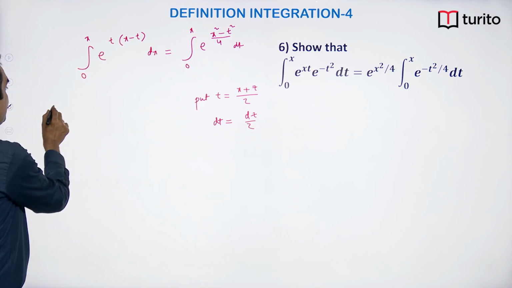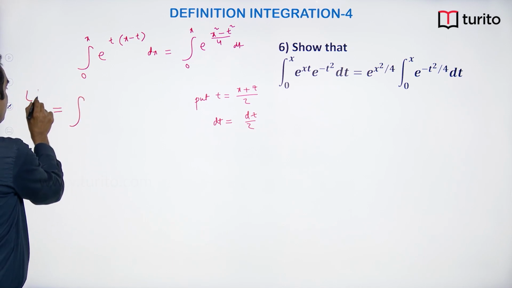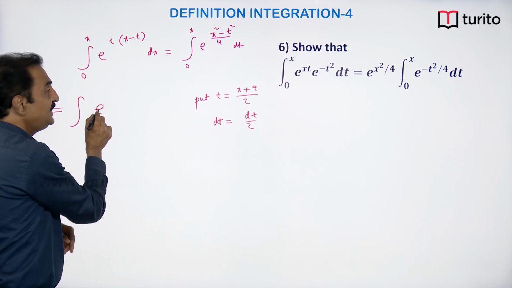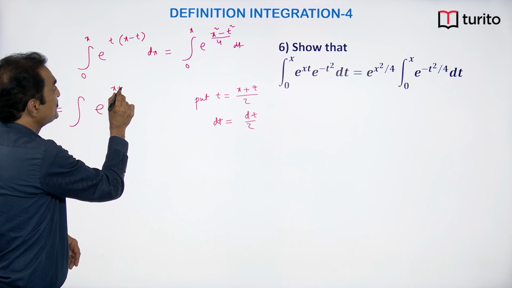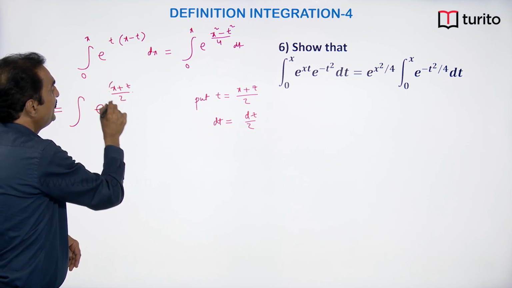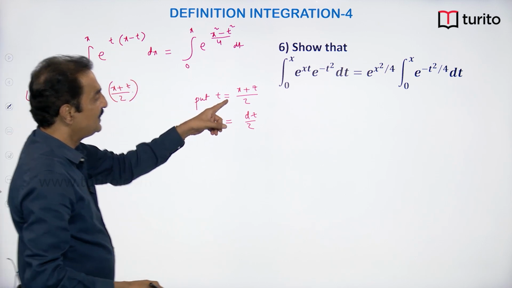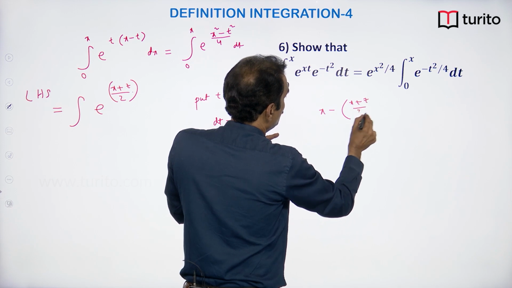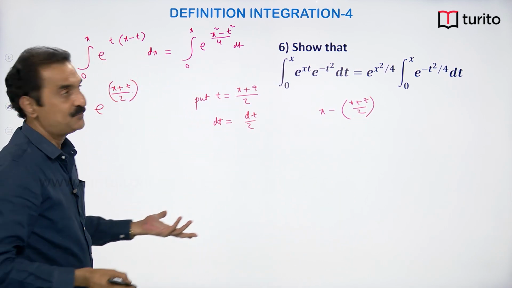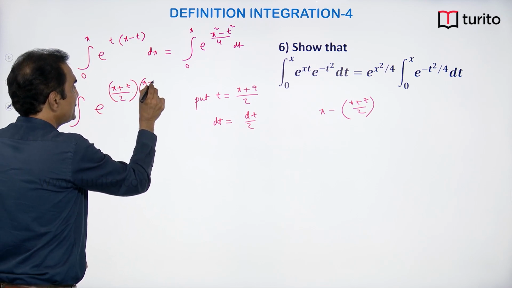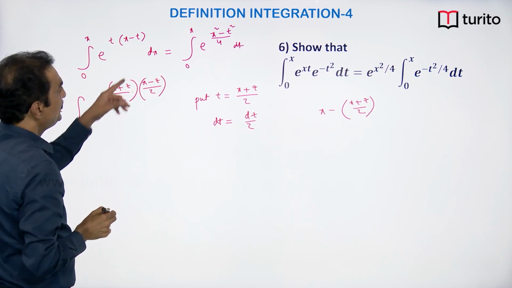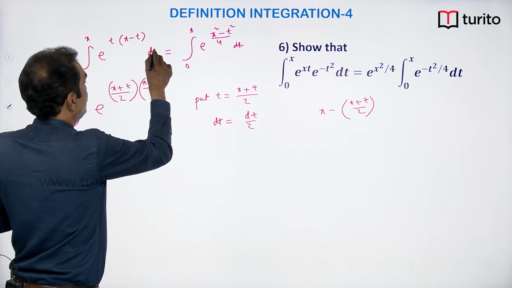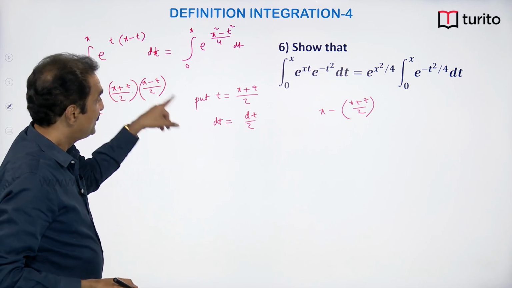So this will be LHS. LHS is equal to integral e power x plus z by 2 into x minus t, which will be x minus (x plus z by 2), that is x minus z by 2, into dt. So dt is dz by 2.